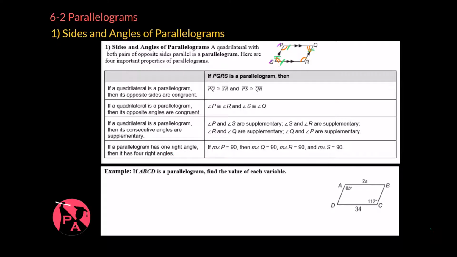The last property is if one of these angles is 90 degrees, all of them are going to be 90 degrees. Then we are going to have a square or a rectangle. Let's see the first example.